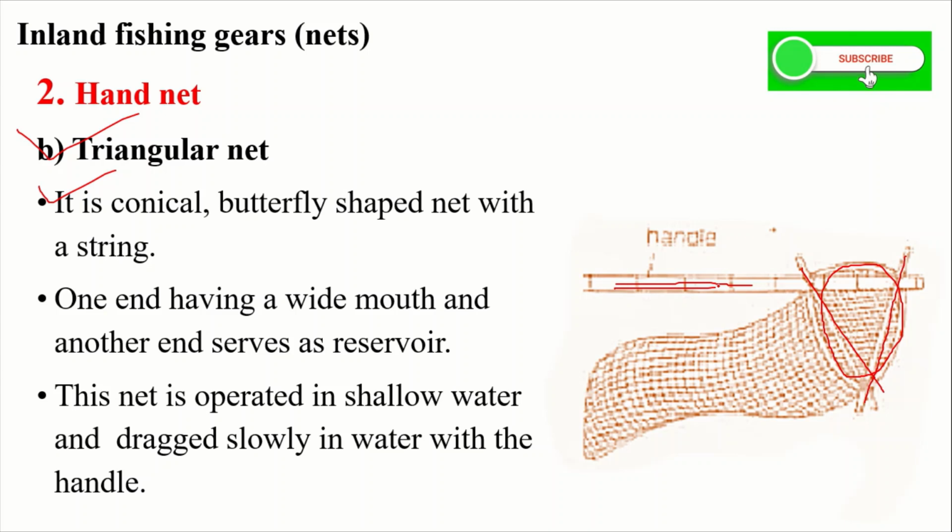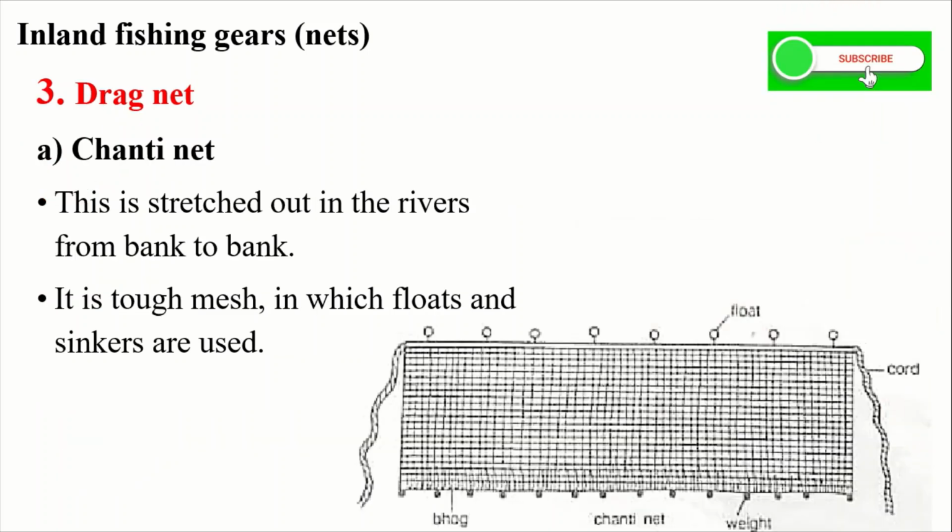This net is used in shallow water again, and the net is dragged by its handle. The net may also be operated from a boat. The fishes are collected in this particular area of the net. This was the second type of net called the triangular net. This is again a type of hand net. Then about drag nets. Drag nets are the nets which are dragged, and drag nets again have different types.